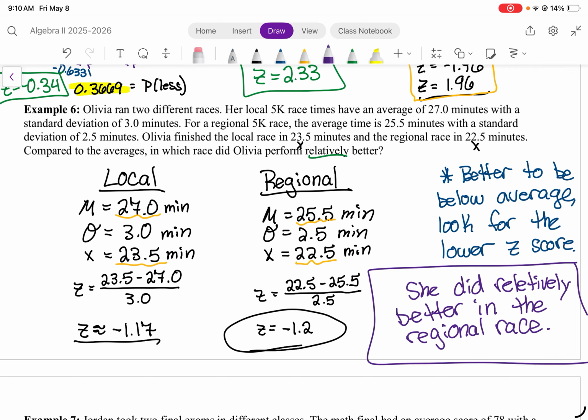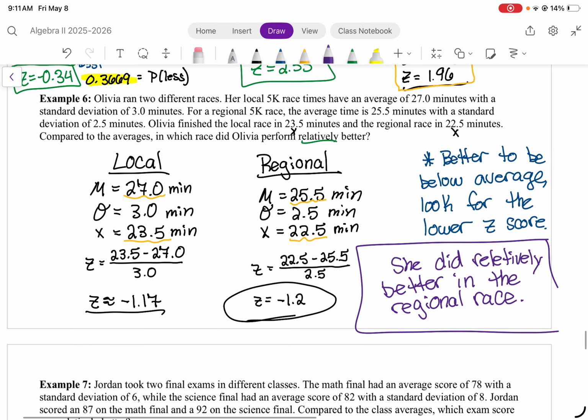So when you are comparing z-scores, you want to check, is it better to be lower or is it better to be higher? All right, if that makes sense, you can skip to the next video. If you want more practice, you can pause, try the next problem on your own, and then hit play and then go through that example as well.